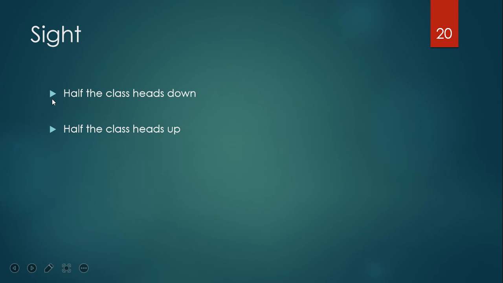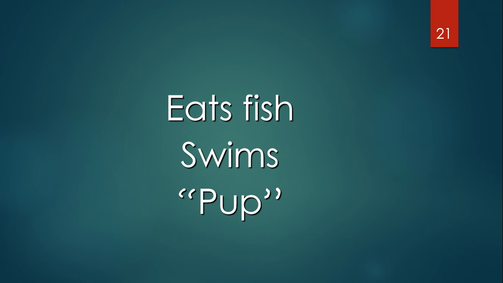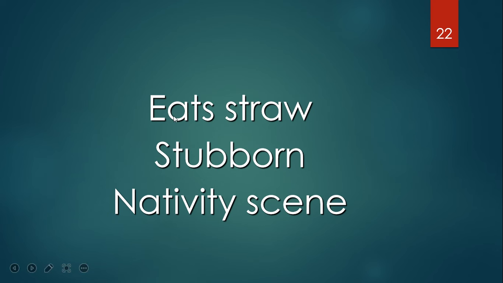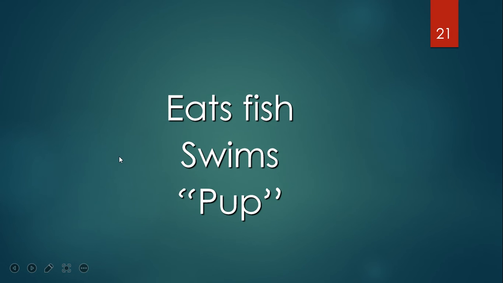And usually I do a demonstration when I'm teaching this class in person. What I do is I have half the class put their heads down, half the class keep their heads up, and then I show them these three phrases: eats fish, swims, pup. And then I switch. The people who had their heads up put them down, and the people who had their heads down put them up, and then I show them these words: eats straw, stubborn, nativity scene. So half the class sees these words, half the class sees eats fish, swims, pup.